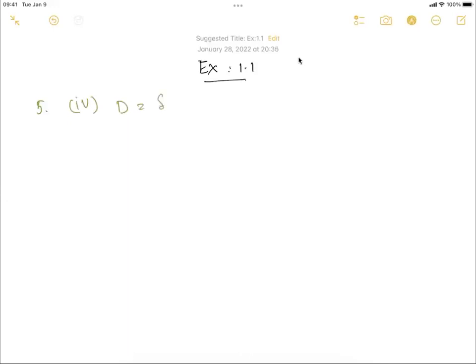Okay, now let's do number 4, where D is the set of all x such that x is a letter in the word loyal. The key thing to remember here is that the elements of a set are generally not repeated. So it's going to be L, O, Y, A, because the end letter L is already here. That was simple.